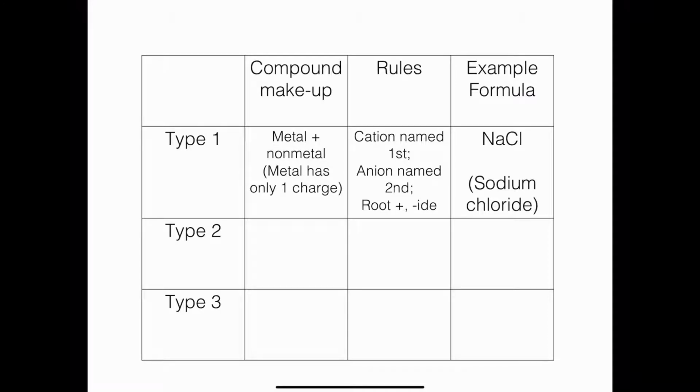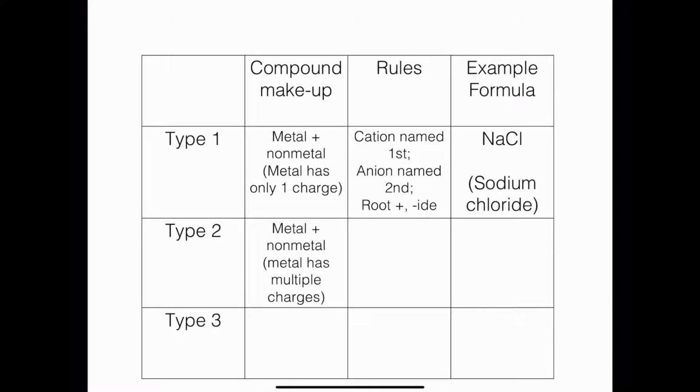Remember, this is one type of ionic compound. The second type of ionic compound is still made of a metal and a nonmetal. That's what makes it an ionic compound. But this time the metal can have multiple charges.